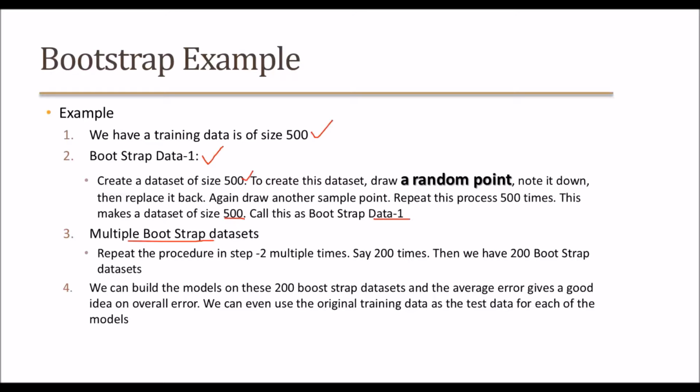For multiple bootstrap datasets, after doing bootstrap dataset 1, repeat this process again and again, let's say 200 times. Then we have 200 bootstrap datasets, or we can repeat it 10 times. Then we have 10 bootstrap datasets, each of size 500. Then we can build the models on these 200 or 10 bootstrap samples and find the average error. That gives a very good idea of the overall error. The results coming out of bootstrap samples are very solid and very consistent. We can definitely believe the actual accuracy or the error. In fact, we can consider that as the final accuracy of the model.